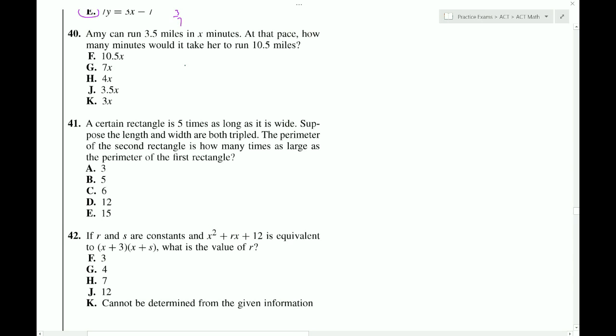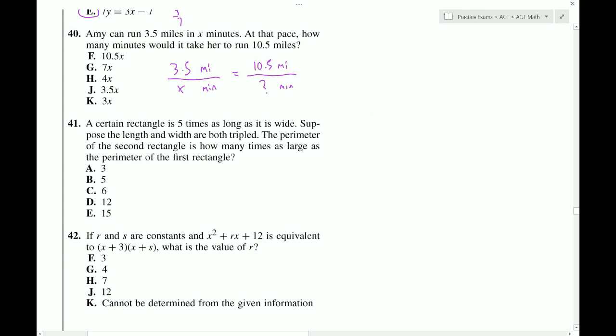Amy can run 3.5 miles in x minutes. So again, here we get a fractional unit. At that pace, how many minutes would it take her to run this? Okay, so this is a proportion. And we can put the 10.5 miles here, and question mark minutes.